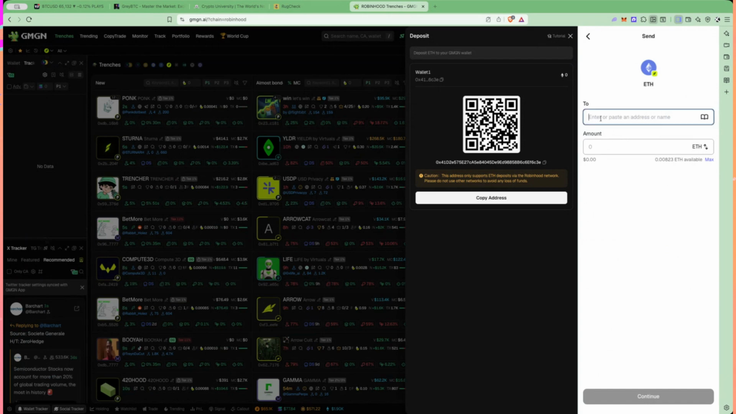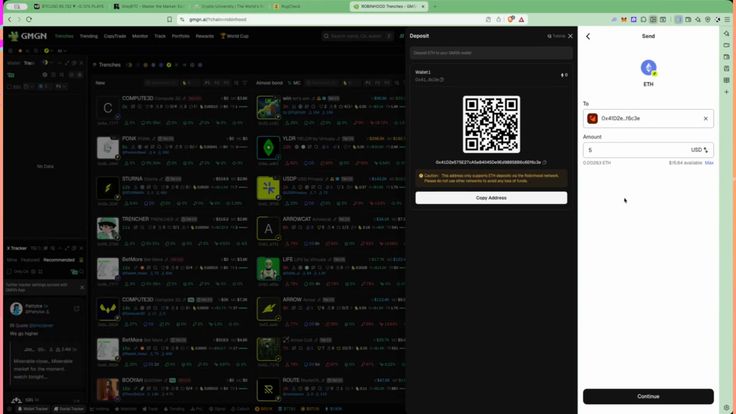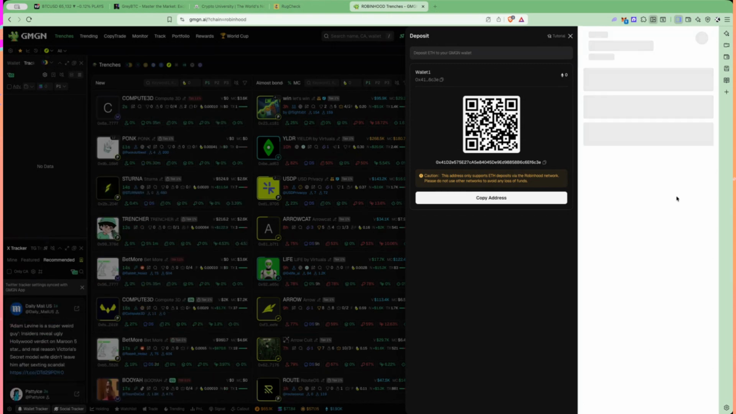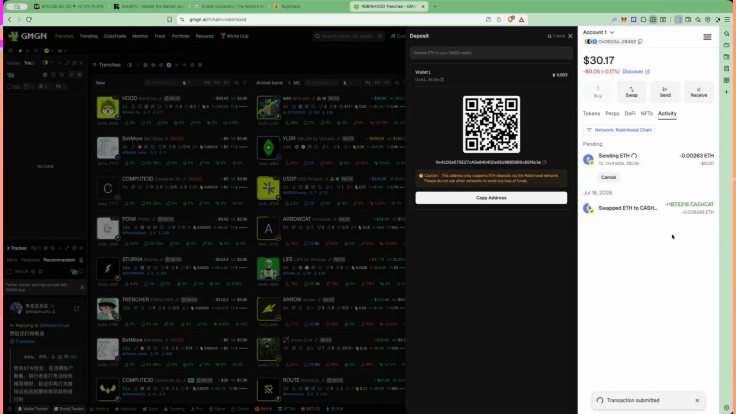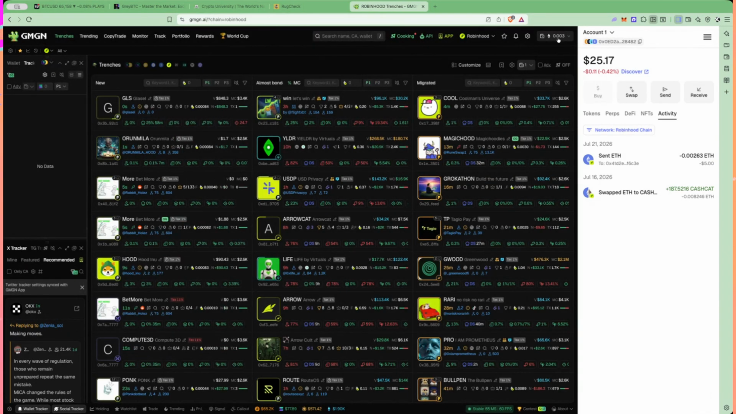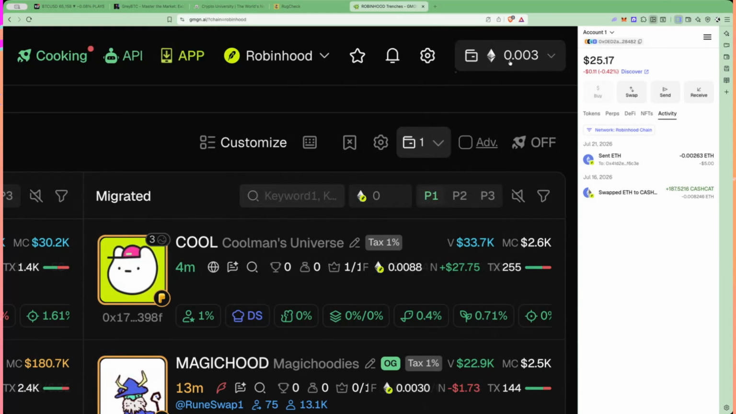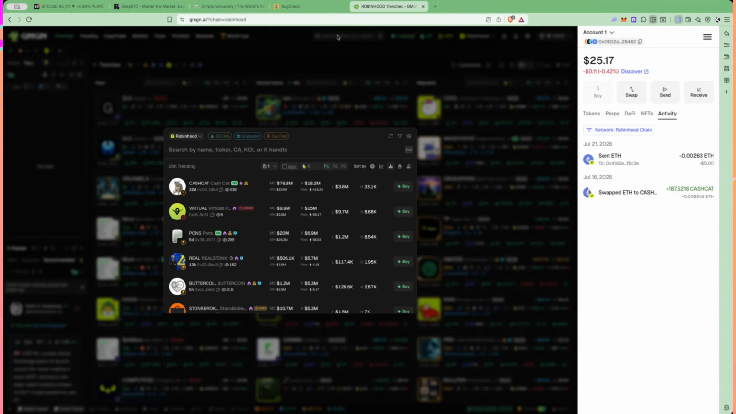I want to send just a small amount, let's say $5 or something, to my Robinhood Chain account on GMGN. And boom, the transaction has been sent. And shortly, I should see that balance on here because this network is very fast. Look, it just happened already. I now have 0.003 on Ethereum. So let's attempt to buy something. What can we buy here?